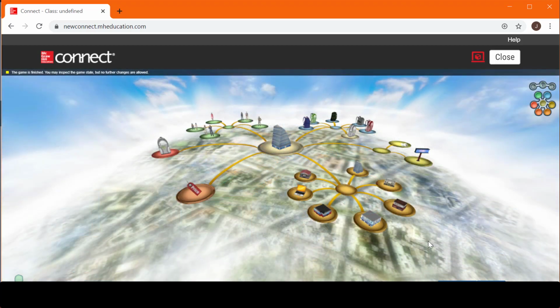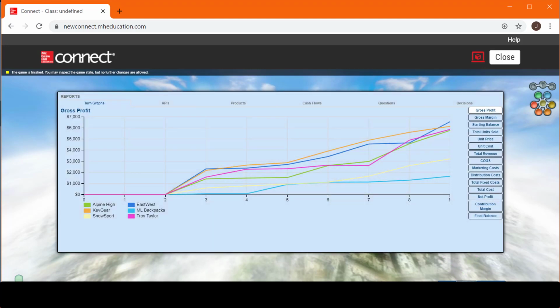The next area I want to take you to is the reports area. This is going to be a key area for you to write your analysis and really to make decisions inside of the simulation as well. These are the different reports that you have available for you, giving you information about the decisions that you made inside the game. We'll default to the turn graphs area.